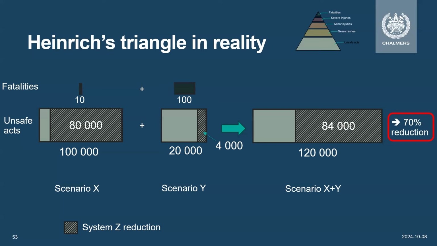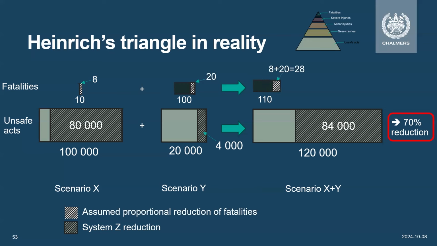If we now assume proportional reduction of fatalities, so we take the same proportions for each scenario and just think that in the real world it would be the same proportion as we identify here, then we would have 8 fatalities of scenario X and 20 for scenario Y. Right? Then we're just transferring that to the fatalities. That means we have 28 and 25% reduction. They're not the same.